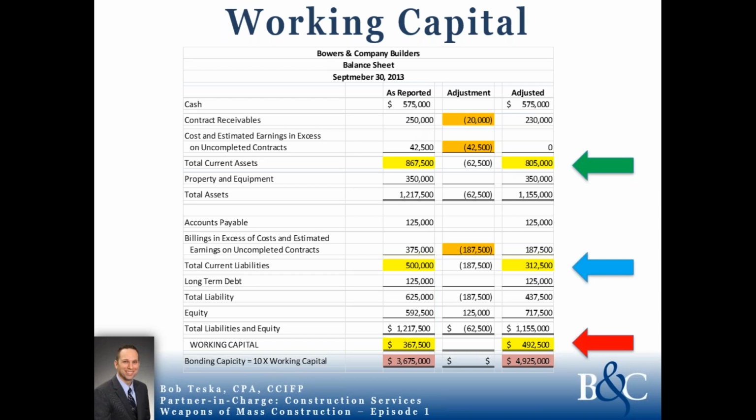They're going to look at your accounts receivable aging. Do you have a lot of receivables that are over 90 and 120 days? If you do, the surety looks at that and says, well, the likelihood of those being collected gets less the older the receivables are, so they usually discount them or write them right off. So in this case, we had $250,000 of receivables. There was $20,000 in the over 90 days column. So what we're left with is adjusted receivables of $230,000.